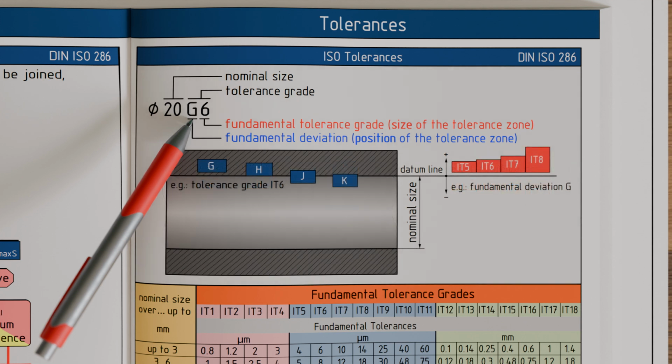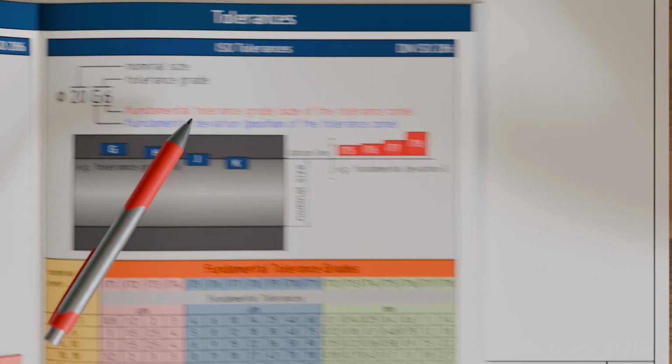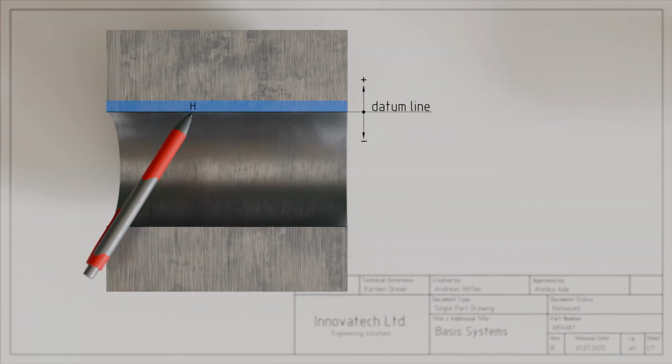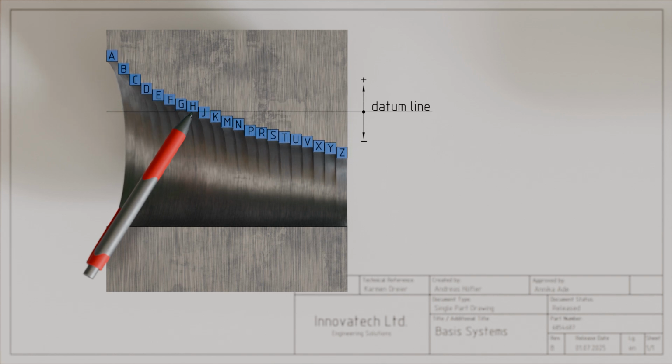In the following, we will take a closer look at the system behind the fundamental deviations. Let us first examine the positions of the tolerance zones of holes in more detail. We have already become familiar with the tolerance zone H in the video on the basics of tolerances and in the video on fits. This is a special position because the tolerance zone starts exactly at the datum line and the lower limit size therefore corresponds exactly to the nominal size. In addition, there are many other fundamental deviations which are arranged alphabetically. It starts with the fundamental deviation A, which has the largest positive deviations. In alphabetical order, the deviations then become smaller.